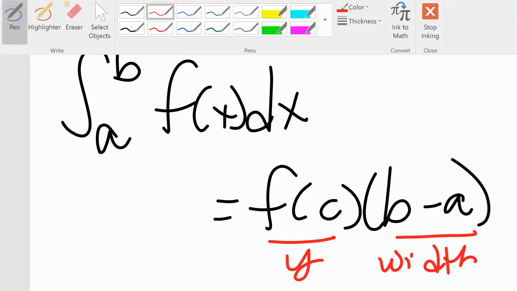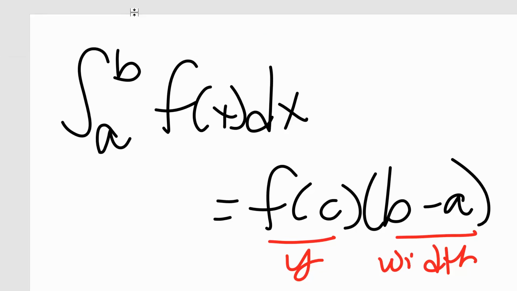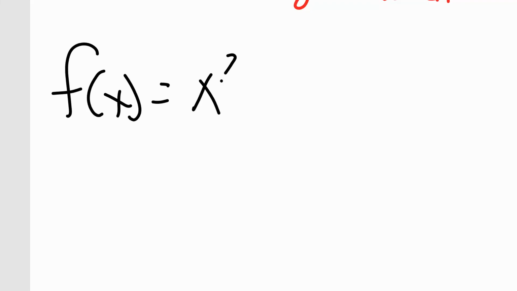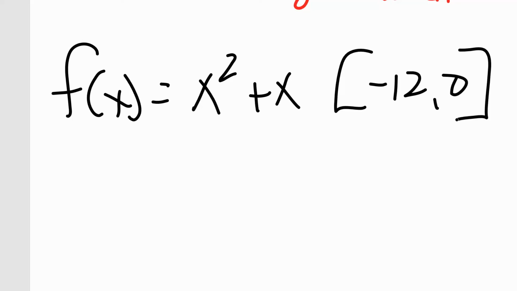All right, so how are we going to do this? This is going to be a two-step process. The first step is to find this area. We can find this exact area. That's what we have been doing. So the problem we're going to do is find the value of c guaranteed by the mean value theorem for integrals for this function over the given interval. So f of x is x squared plus x on the interval from -12 to 0.